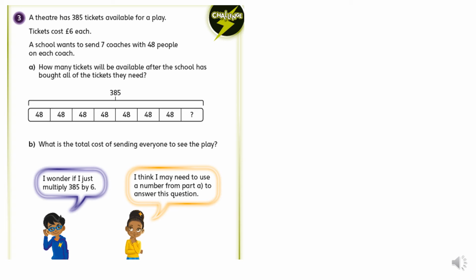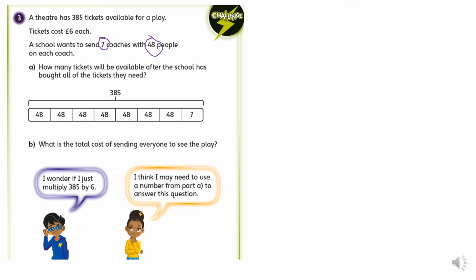Right, then the final question, the challenge. A theatre has 385 tickets available for a play. Tickets cost £6 each. A school wants to send 7 coaches with 48 people on each coach. How many tickets will be available after the school has bought all the tickets they need? First of all, we need to work out how many tickets the school actually needs. So if I read the question, a school wants to send 7 coaches with 48 people. So that means I need to work out how many they want to send. So I've got 7 coaches with 48 people on each coach.